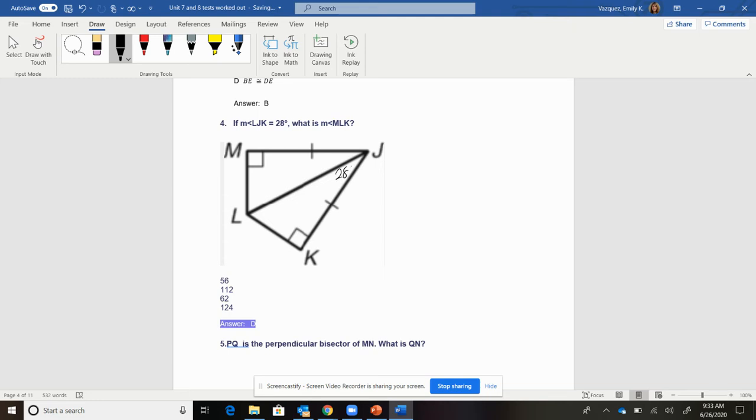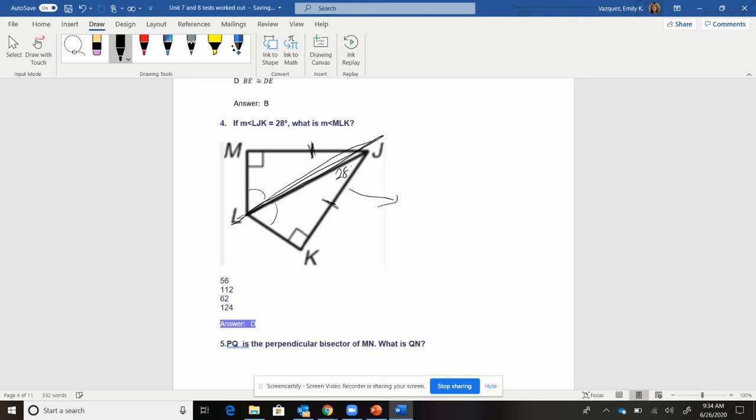Find the measurement of MLK. Well, I know that this is an angle bisector because I have congruency here. Okay, so this line right here is a bisector. So it's an angle bisector, which tells me that these two angles are also congruent.